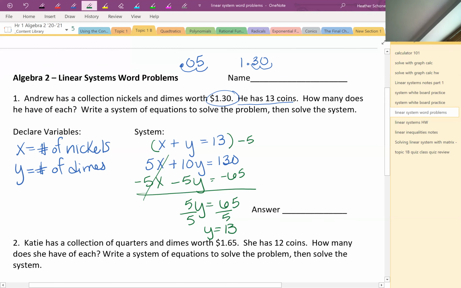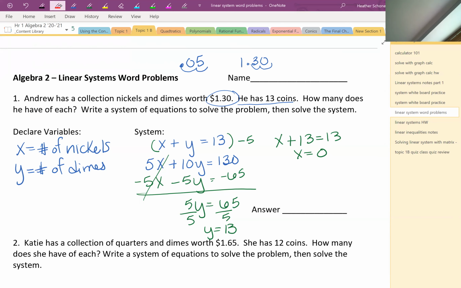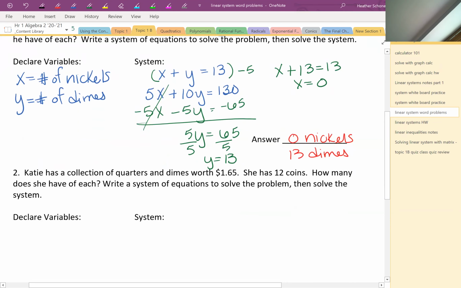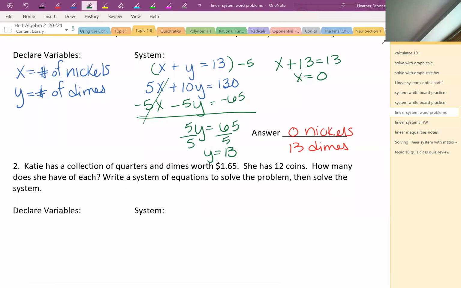Just like any system, once you know one variable, you know the other. The top equation is clearly easier to plug it in. So I know that nickels plus the dimes, which is 13, equals 13. Well, that's simple. X is 0. So now, because it's a word problem, we're going to write our answer and label it. So we have 0 and X is nickels, so 0 nickels. And then 13 dimes.